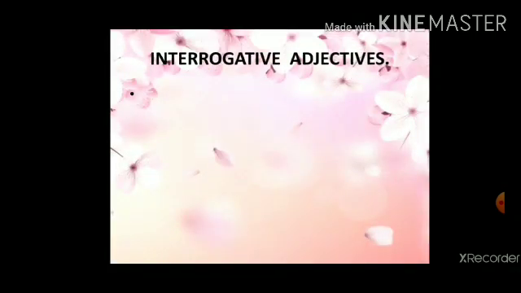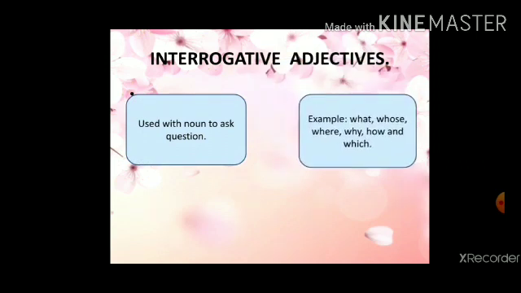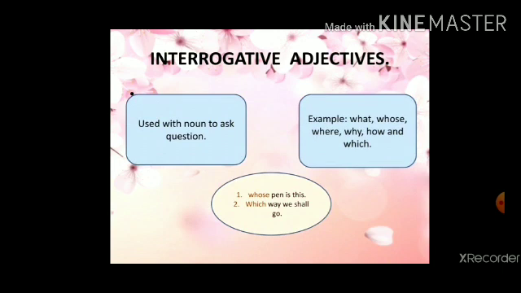Interrogative adjectives are used to ask questions. Interrogative means used for interrogation. For example, what, whose, where, why, how and which. Basically, WH family words are taken in the interrogative adjectives. For example, whose pen is this? Which way shall we go?